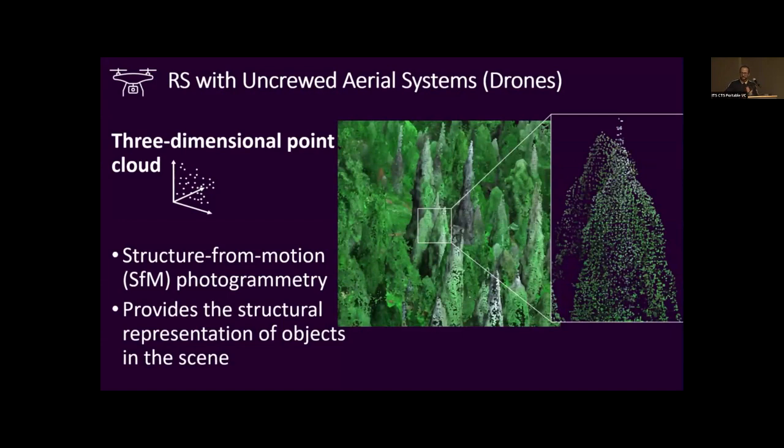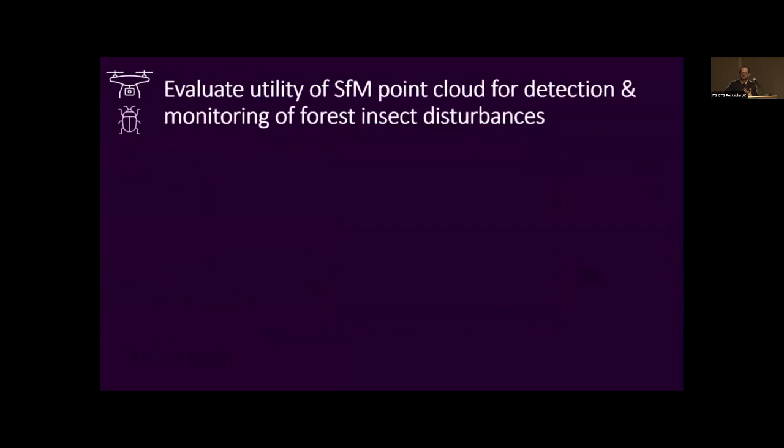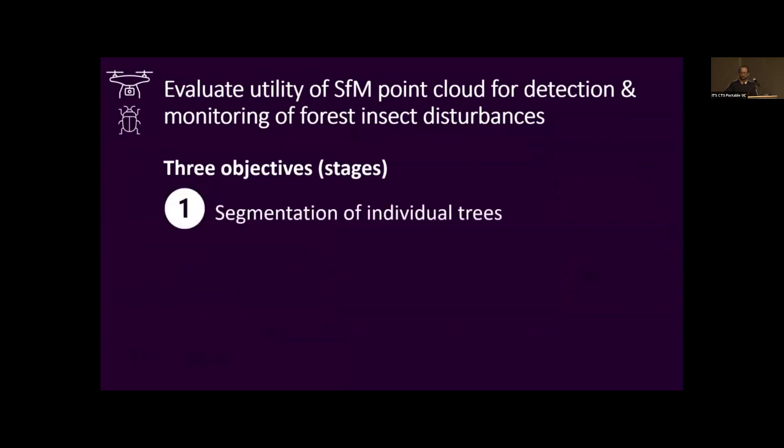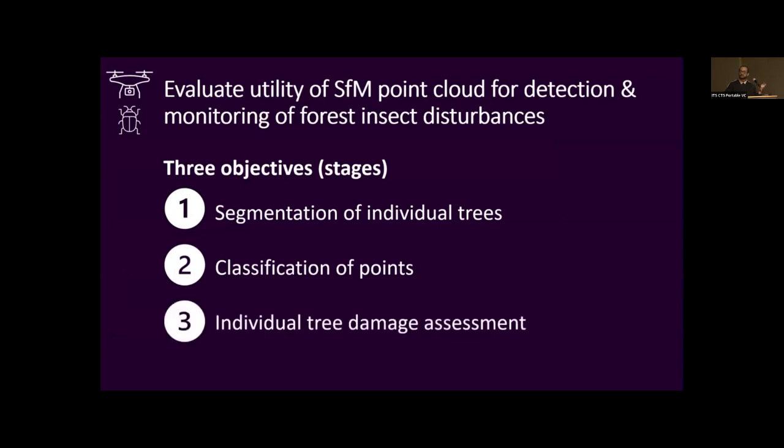The objective for this project was to evaluate the utility of structure from motion point clouds for the detection and monitoring of forest insect disturbances. There were three main objectives, or stages, for this project. The first one was segmentation of individual trees, separating individual trees. This is the most common use of point clouds in forestry and remote sensing of tree health. The second one is the classification of points, where I classify each individual point as healthy or damaged. And the third one is combining one and two and assessing the damage on each individual tree itself.